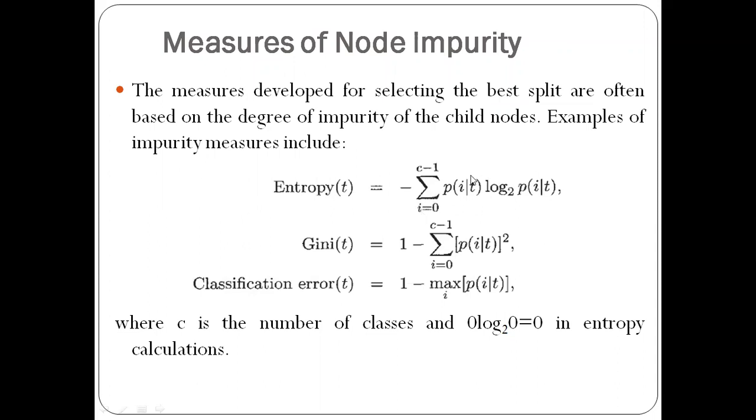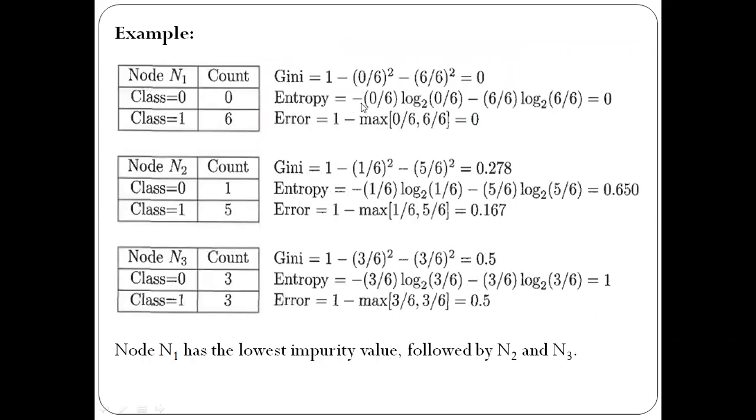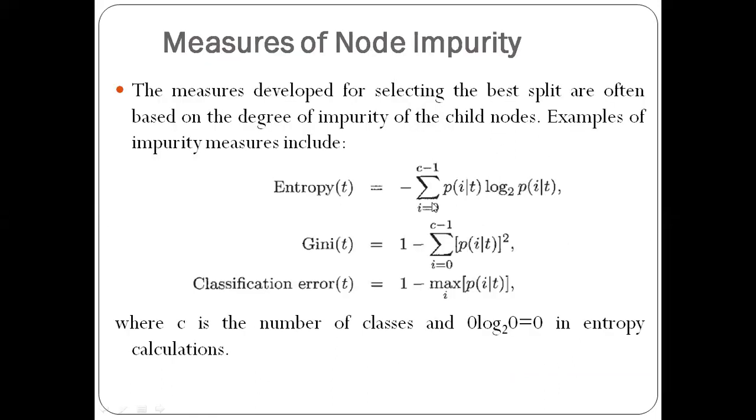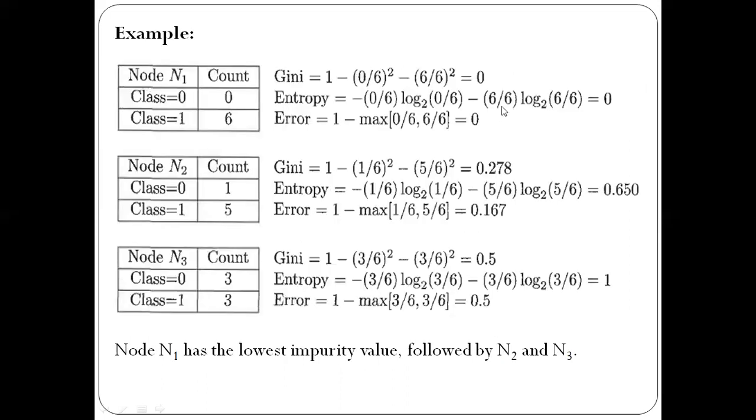Okay. So if we find this term for I is equal to 0, it is the fraction of records that belong to class 0 into log of the fraction of records that belong to class 0. So that is minus of 0 by 6 into log of 0 by 6 to the base 2. Minus, the second term, for I is equal to 1, is the fraction of records that belong to class 1, that is 6 by 6 into log of 6 by 6 to the base 2. So now if we find this value, we'll get the value as 0.